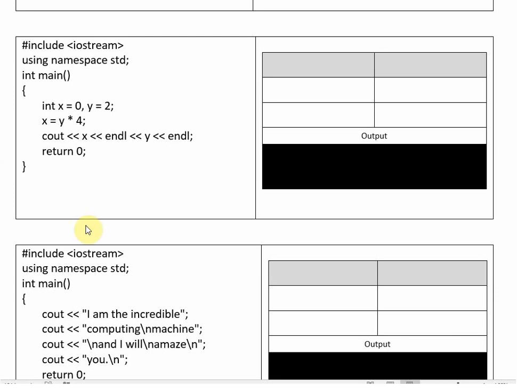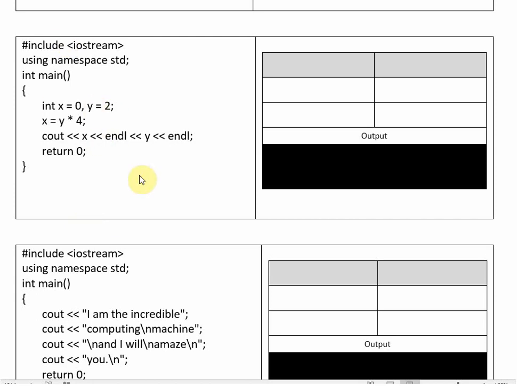Alright, and if you notice, all of these start off with the include statement, which is the preprocessor directive, using namespace, int main, open and close curly braces, and return 0. Everything else is going to be different depending on the purpose of the program. Alright, so let's take a look at this one.